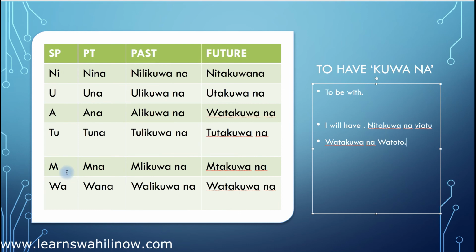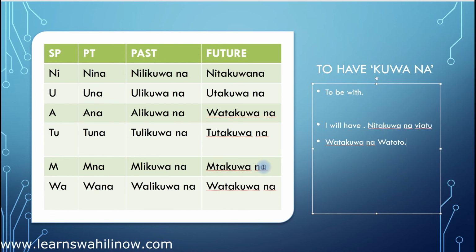Because we are dealing with different subject prefixes, you would apply the same rule to the different noun classes. If you want to say a tree has leaves, you would say mti una matawi. The tree had leaves, mti ulikuwa na matawi. And so on and so forth.